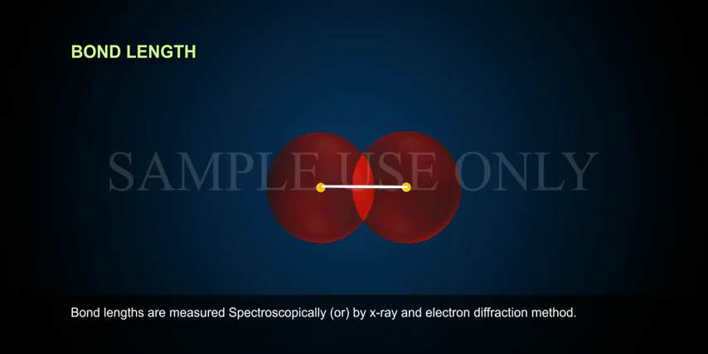Bond lengths are measured spectroscopically or by X-ray and electron diffraction method. Bond length is expressed in angstrom units or picometer, pm.